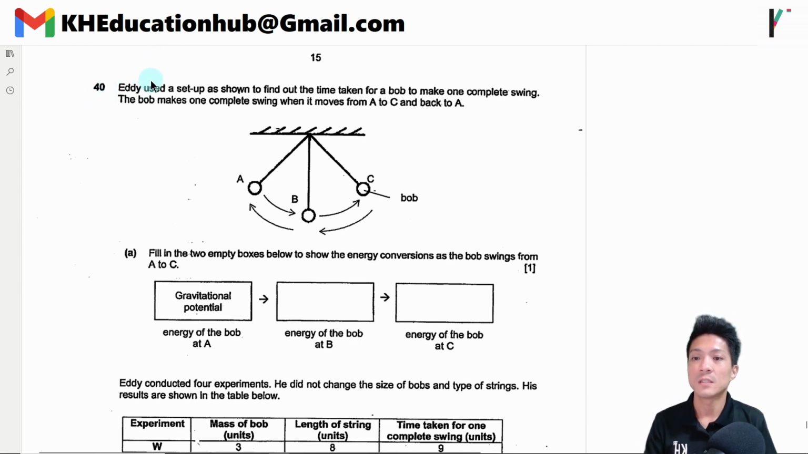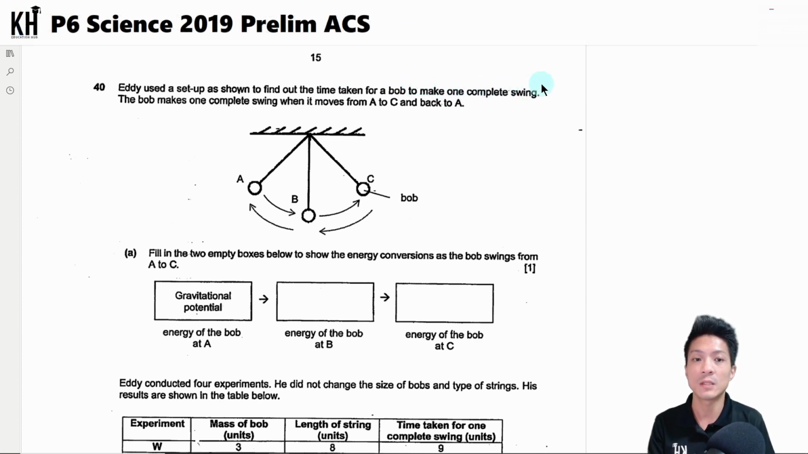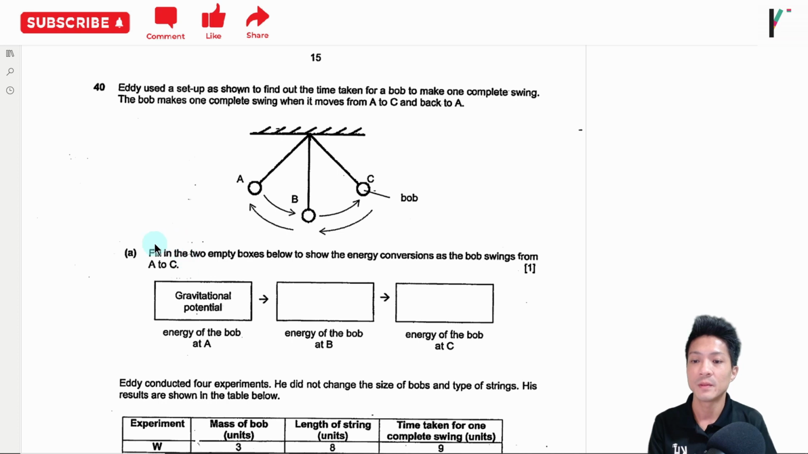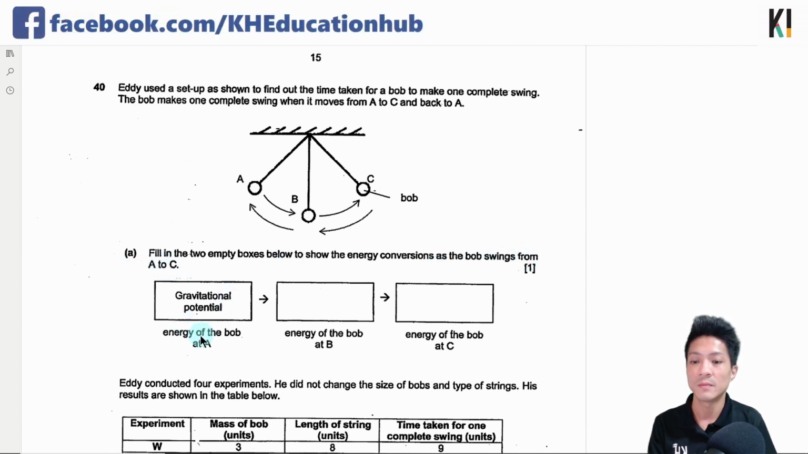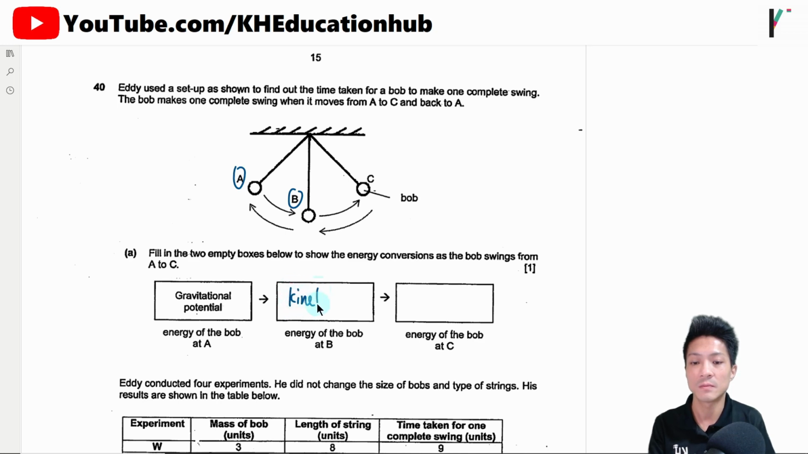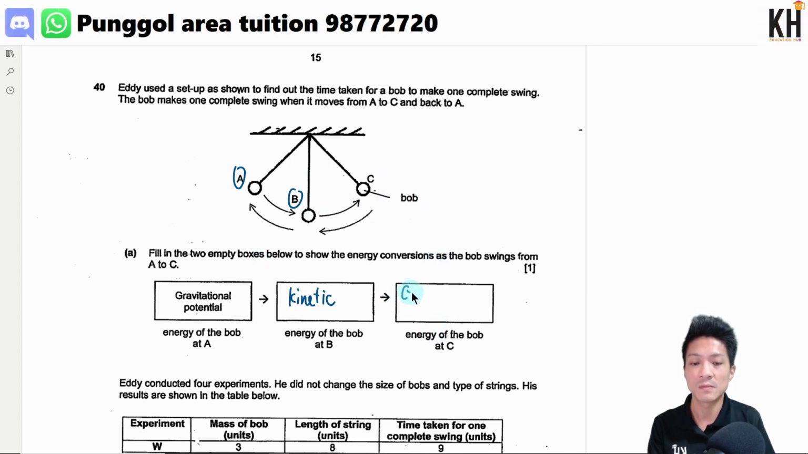Okay, question 40. Eddie used the setup as shown to find out the time taken for a bob to make one complete swing. The bob makes one complete swing when it moves from A to C and then back to A. Fill in the two empty boxes below to show the energy conversion as the bob swings from A to C. Energy of the bob at A is gravitational potential energy over here. At B it'll be kinetic energy. And then at C you will go back to gravitational potential energy, because it is swinging upwards.